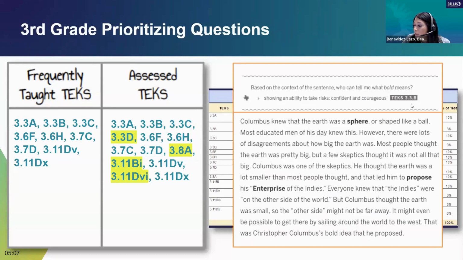So here I see in an upcoming lesson, it says, based on the context of the sentence, who can tell me what bold means? So that's 3.3b. And then there's the little blurb that matches it. Well, I want to be able to highlight this question because it's all about context clues and I know my students are struggling with it.